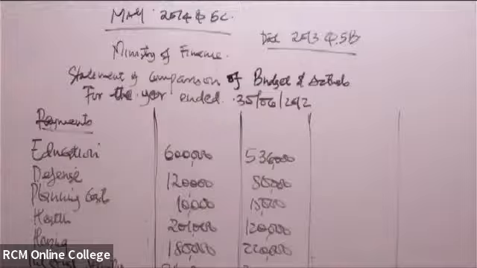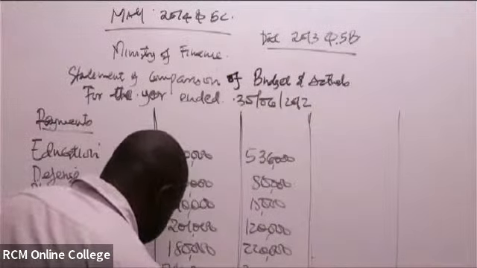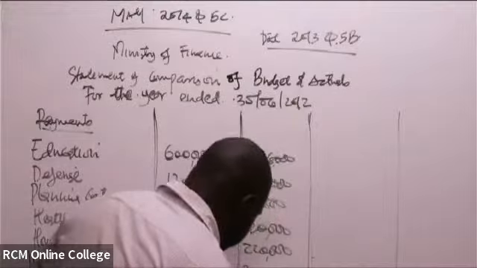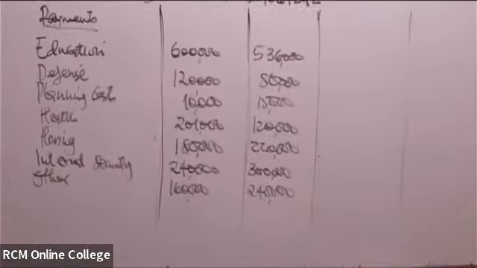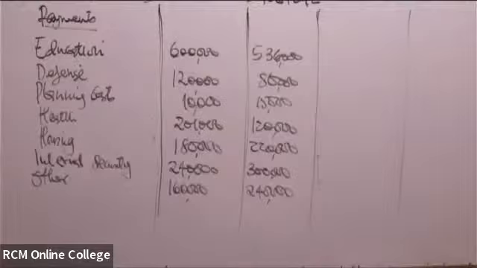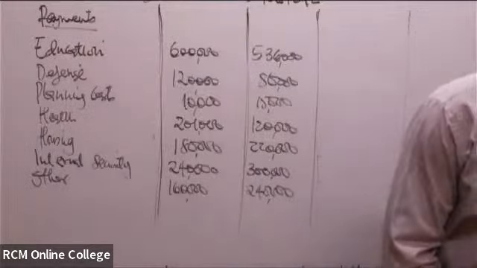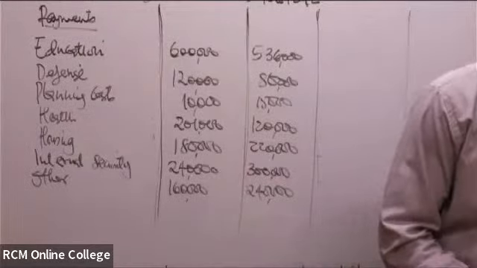Then in this case, we have the other ministries. The other ministries, they were anticipating they'd spend 160 billion. But they actually ended up having to spend 240 billion. They spent 240 billion. So you can actually get the variances there.